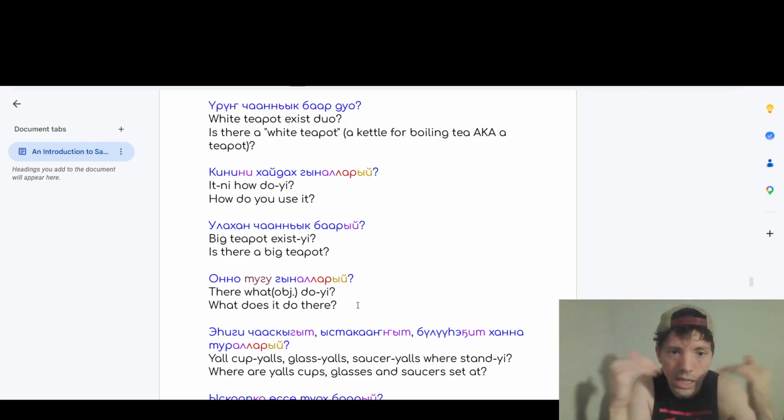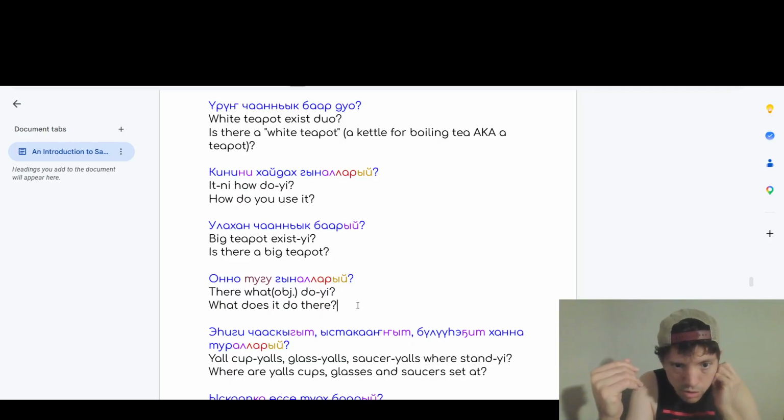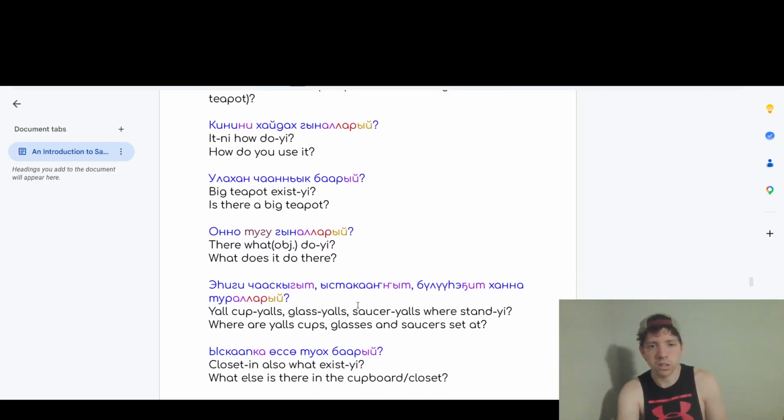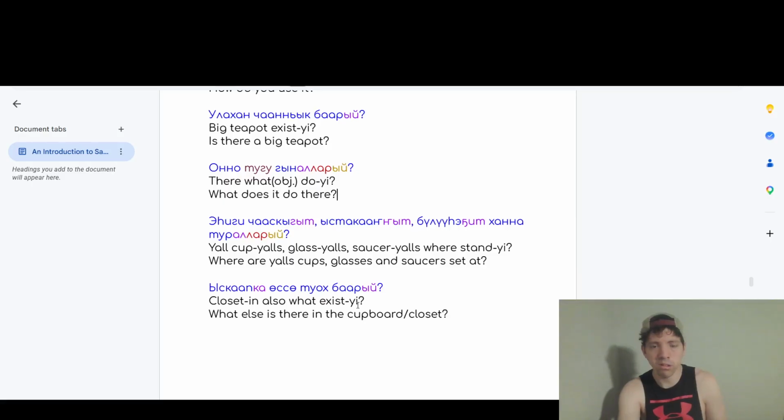So, aha, soup, olakal chanyak bar. There is a big teapot. And then, anya tugu kanalari. I think what they mean by this is like what does it do? And then you would say like you boil tea or what have you. But you can double check the translator's document for his answers if you want more guidance on that, or ask me in the comments later when I'm awake.